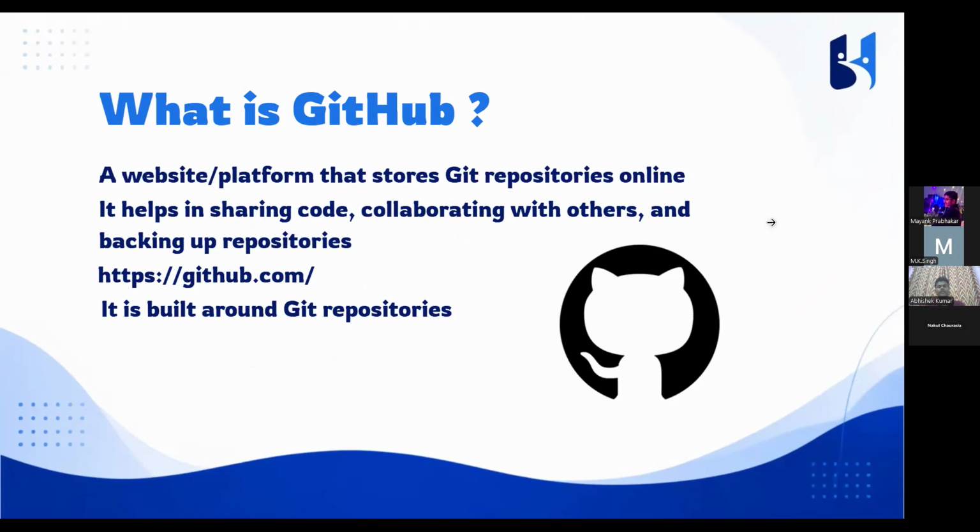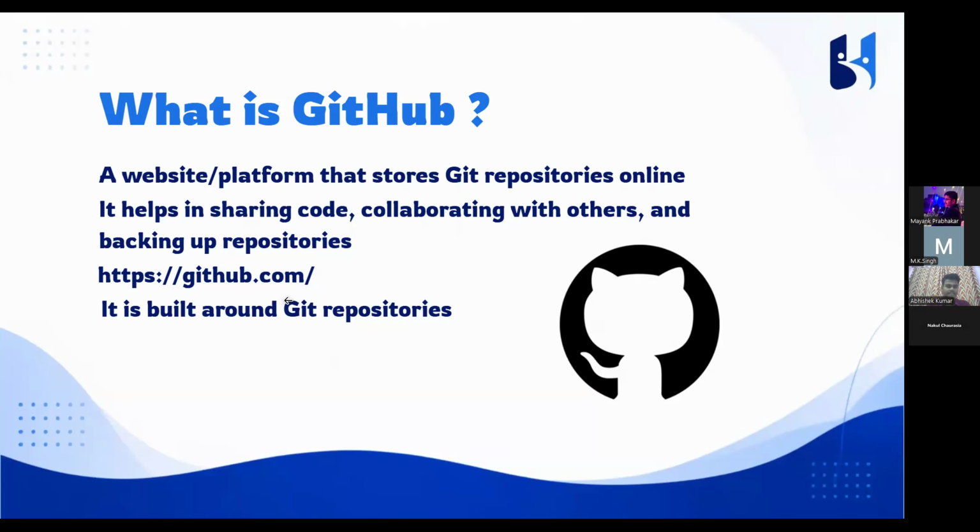Then comes GitHub. Many people confuse this part. They think Git and GitHub are the same. Actually, they are not. Git is a version control system, like a command, and GitHub is a website, or you can say platform, that stores our Git repositories. So, what are Git repositories? You can understand Git repositories as folders that we put online, and it helps in sharing code, collaborating with others, and backing up.